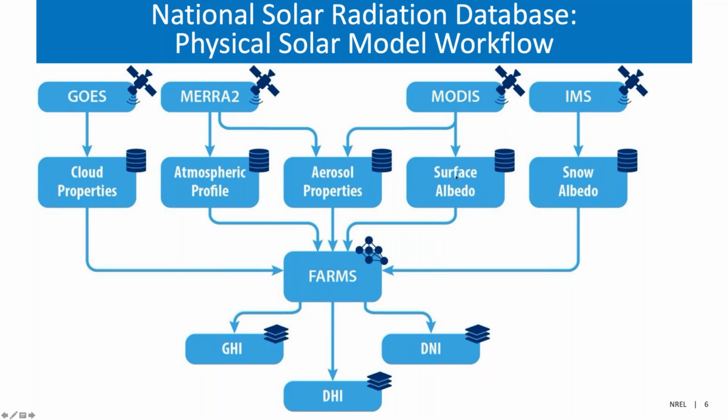And then the surface albedo, which is an important part of radiation calculations, is also derived from MODIS. And we also have snow cover from the integrated snow data sets available from NOAA. And all of these properties ultimately are used in the FARMS model. The FARMS model was developed by NREL. It's a fast radiative transfer model, which gives us direct computation of the GHI, the global irradiance, the diffuse irradiance, and the direct irradiance. So it's a general scheme of things for the NSRDB.